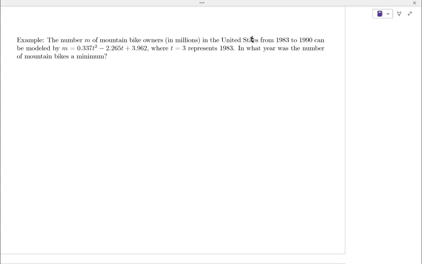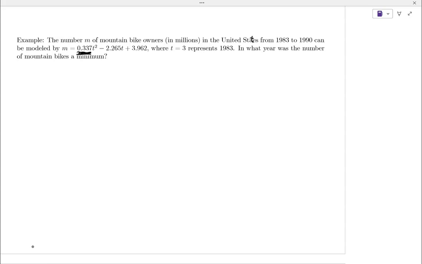So first question I want to ask, how do I know that I have a minimum versus a maximum? What tells you that it's a minimum versus a maximum? Good, exactly. So it's a minimum because the coefficient on your t-squared is positive, right? A positive coefficient on your t-squared tells you that your parabola is opening this way, so the vertex is at the bottom. Okay, so that's how I know it's a minimum.